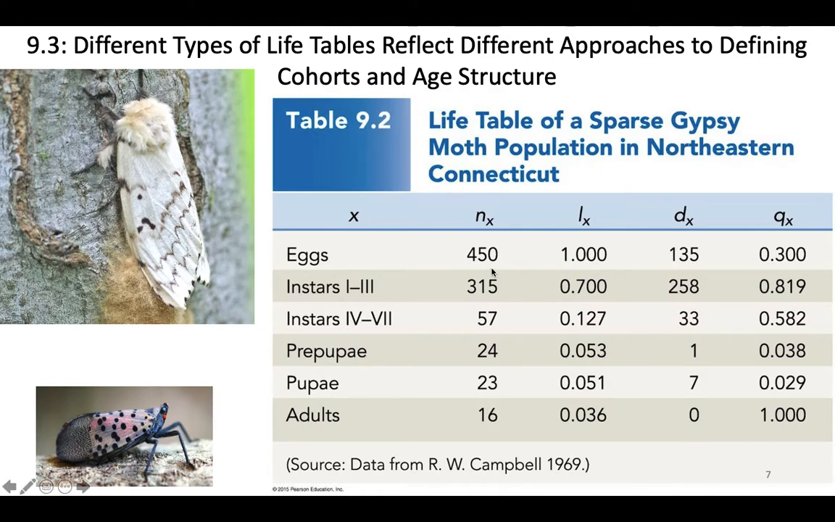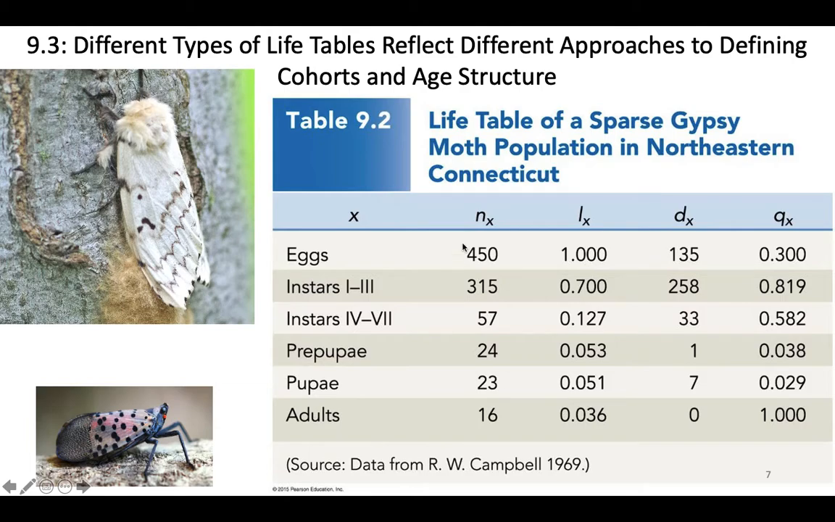So actually this table is really cool. This was collected from a single egg mass of a gypsy moth. They make these weird frothy egg masses if you've ever seen them before. There were 450 eggs within a single egg mass. And then this is the number that survived to instars 1 through 3, instars 4 through 7, pre-pupae, pupae, adults. Very few of these eggs actually live all the way to adulthood, to reproductive capabilities.